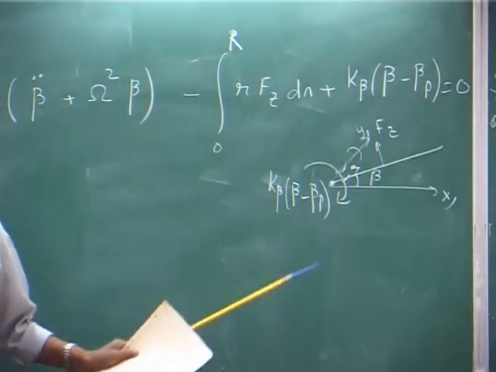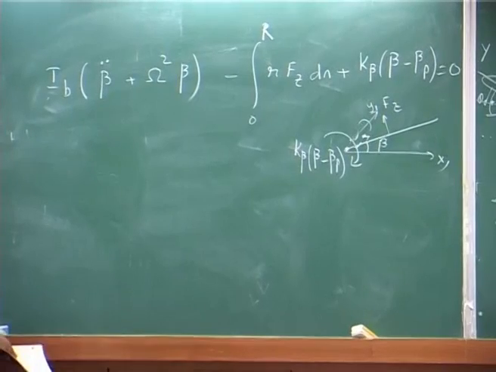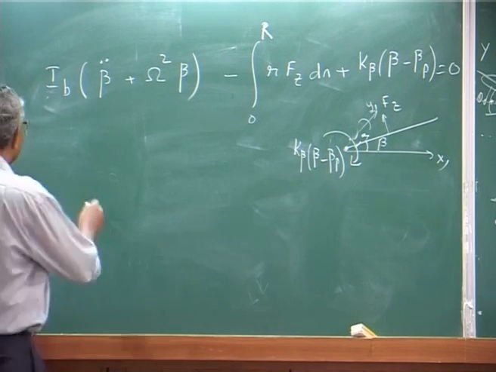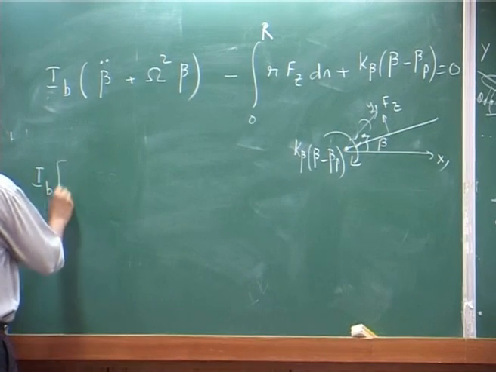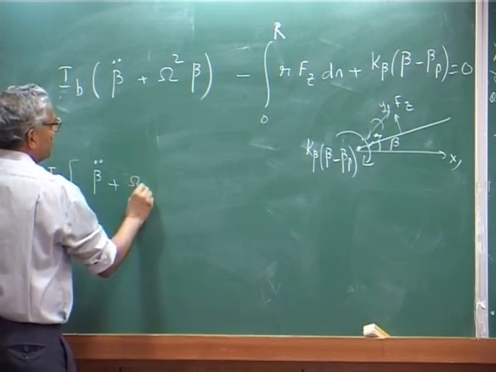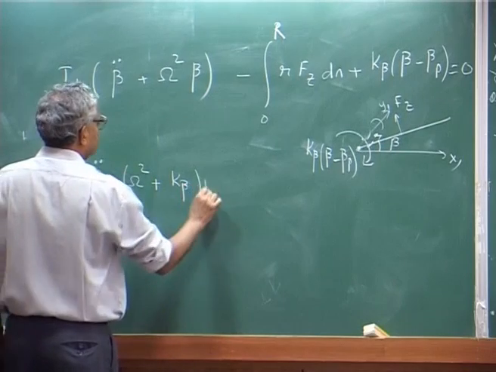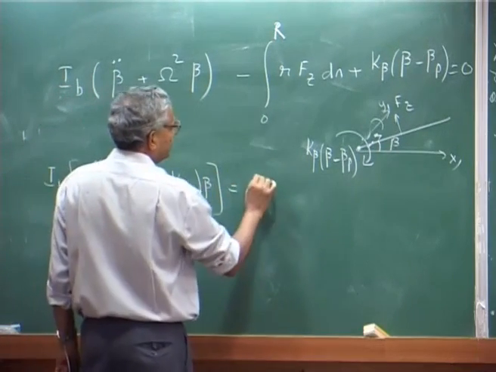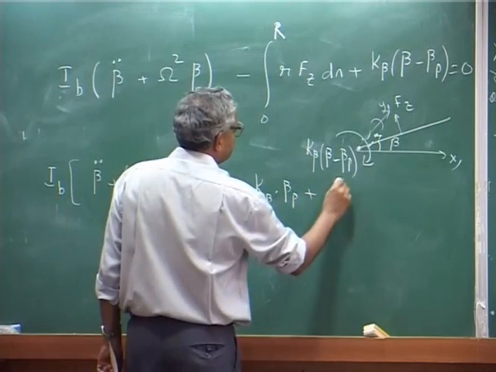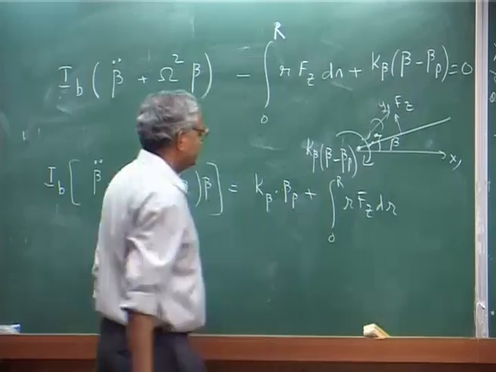This is my flap equation, that is all. Now, what happens? I have to add all of them and then non-dimensionalize. So, if I do I_b, I take it out, I bring this term here, that will be beta double dot plus (omega square plus k_beta) into beta equals k_beta into beta_p plus integral 0 to R r F_z dr. This is my equation.